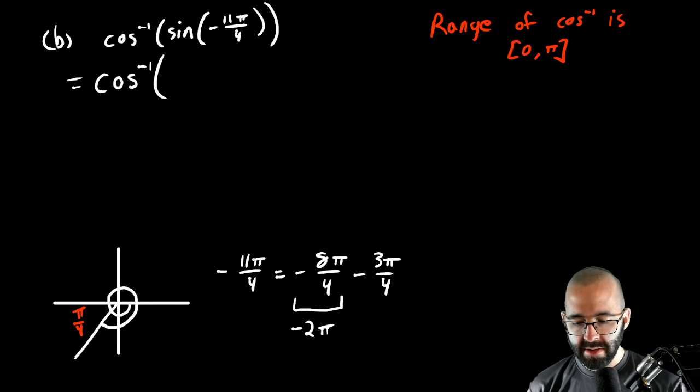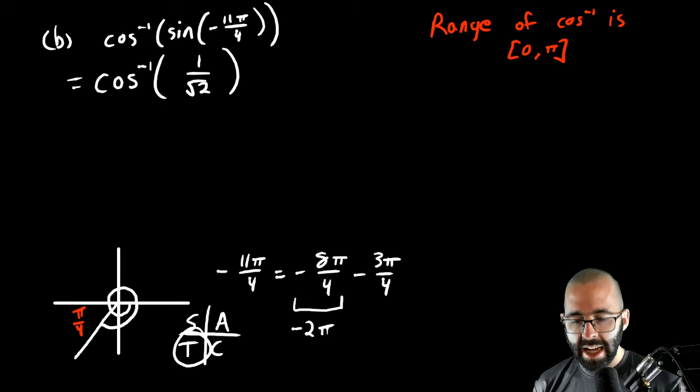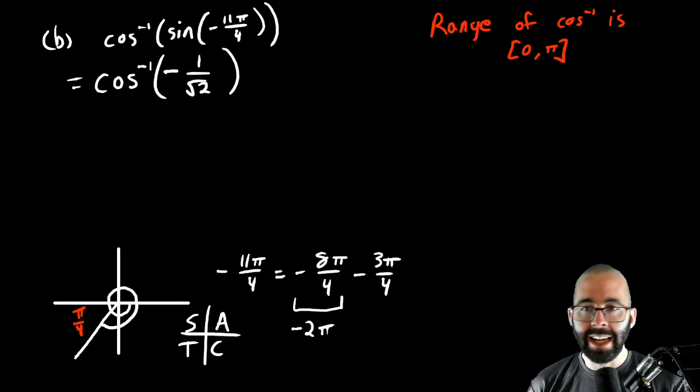Sine of that angle, well, it's pi over 4. So that's going to be 1 over root 2. Use those special triangles. But then remember, all squids train camels, always save the cats. Only tangent's positive here. So in the third quadrant, sine is negative.